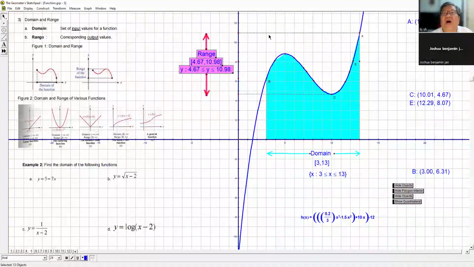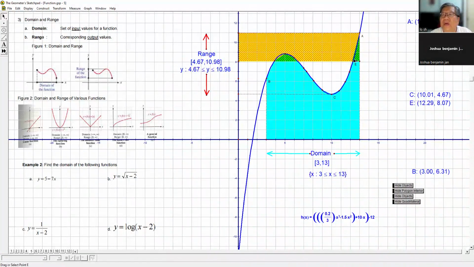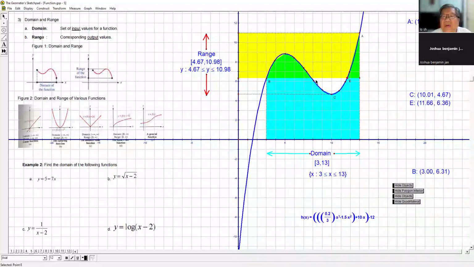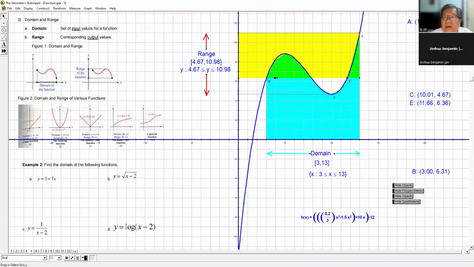The range is not from 10.98 until 6 point something. No, because the curve actually goes down until here. So my range is actually until here. I show you. Now this part of the curve from A until B here. Can you say that this thing here is the range? No. If the range is here, it will only cover this part and also this part. This part also included. So actually, the range is until the bottom here.